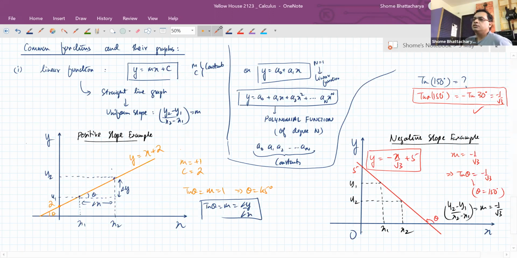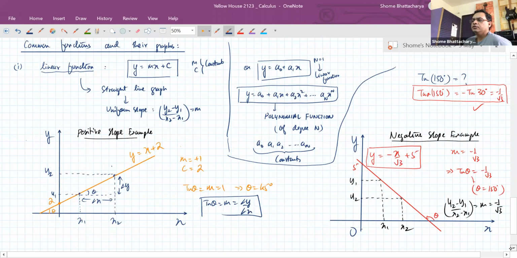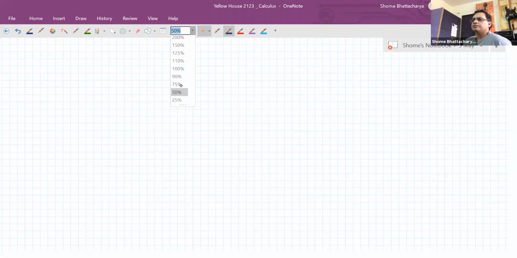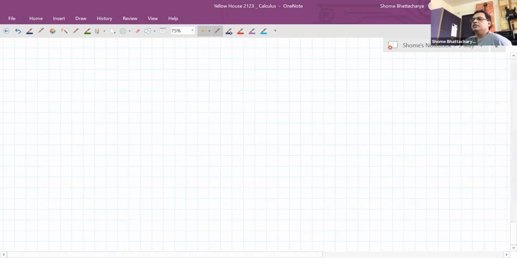So as I said, once we move ahead from linear functions, life is not going to be so simple for us that the slope will be a constant quantity, which is either positive or negative. Now things start to get a little bit more complex. So let's start with the example of the basic quadratic function. The most basic one, y is equal to x squared.